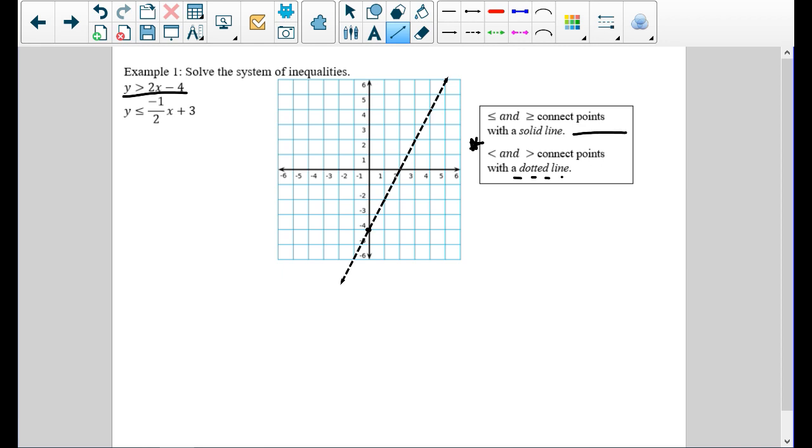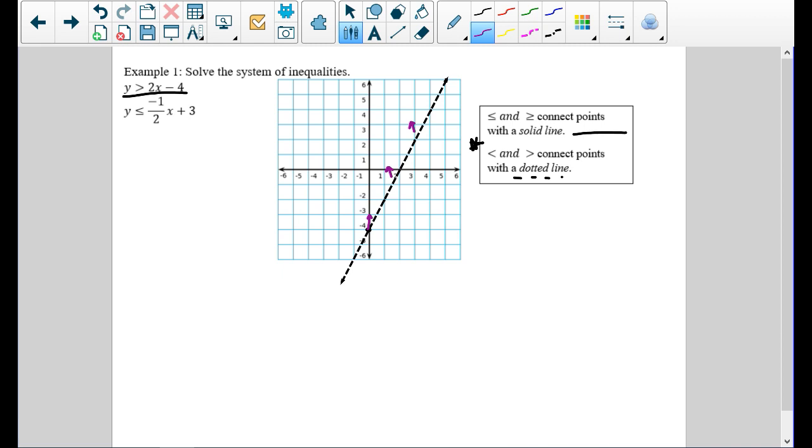Now y is greater than. So I want to look at where my y value is, and here are the y's that are greater than. So I'm shading above that line, everything above that line. Okay? The easiest way is to find that y-intercept, and I'm looking at numbers greater than that y-intercept. So in this case, the y-intercept is here at -4, and numbers greater than are -3, -2, and so on.